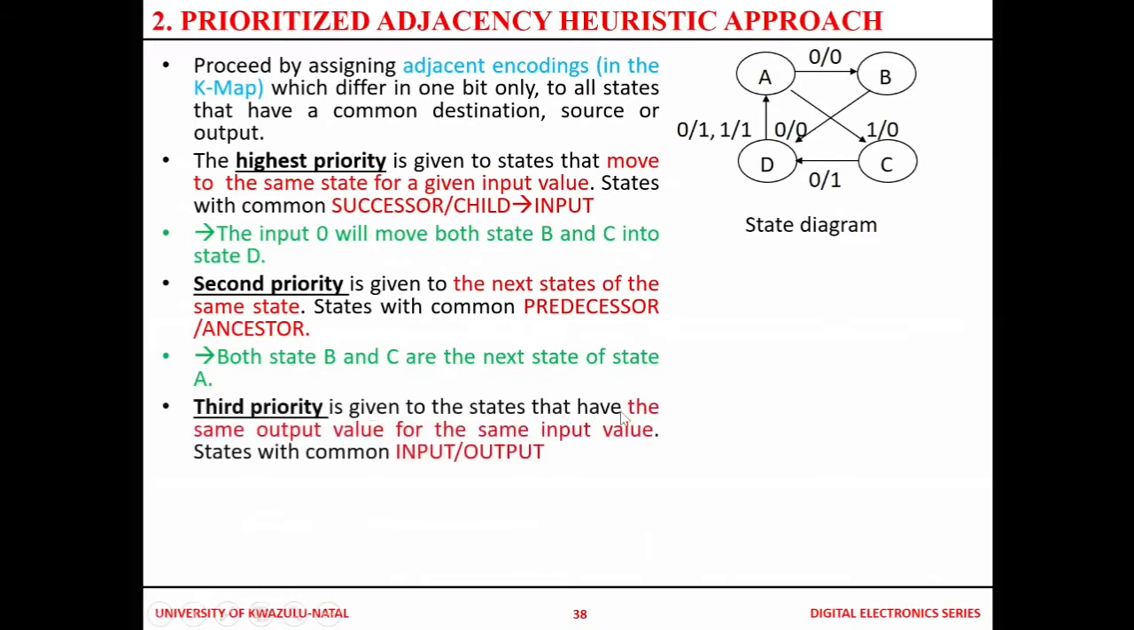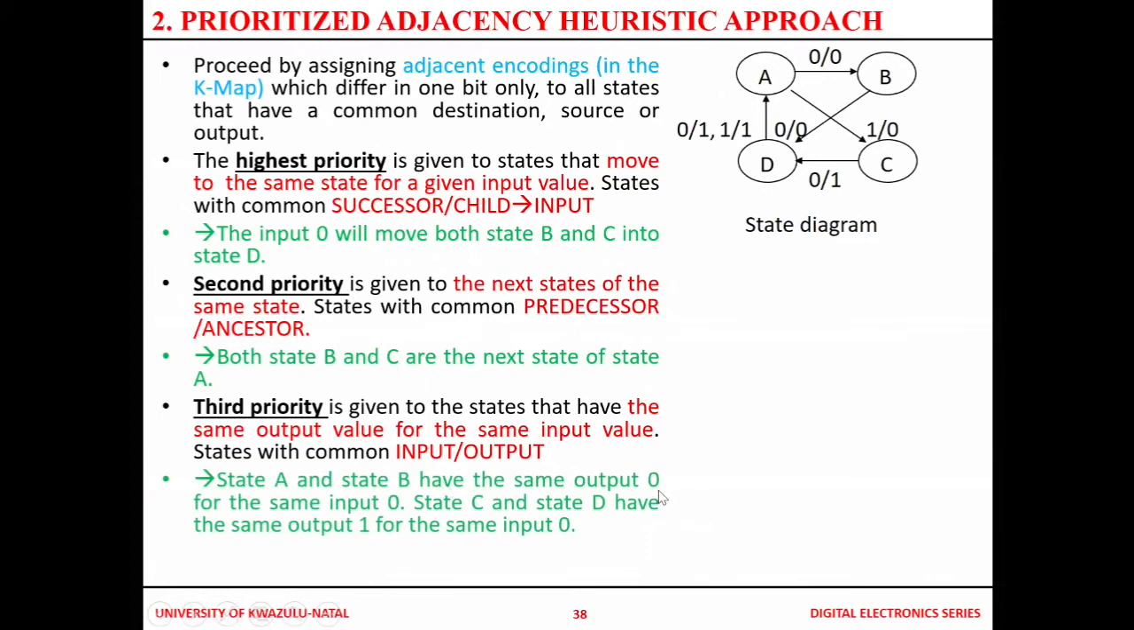The third priority is given to the states that have the same output value for the same input value. The same input, output. Which states are those? I'm waiting for an answer. When you are in a state, okay, Wendy, you say A and B. A 00, B 00. That is good. Linda, A and B. That's okay. So we move on. A and B have the same output 0 for the same input. Even state C and D. So we are just following rules. C and D. Yes.